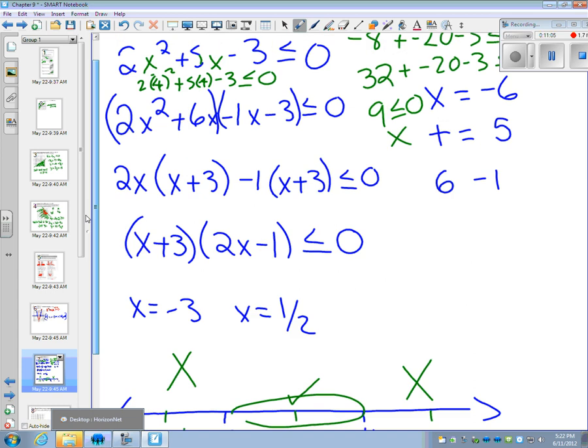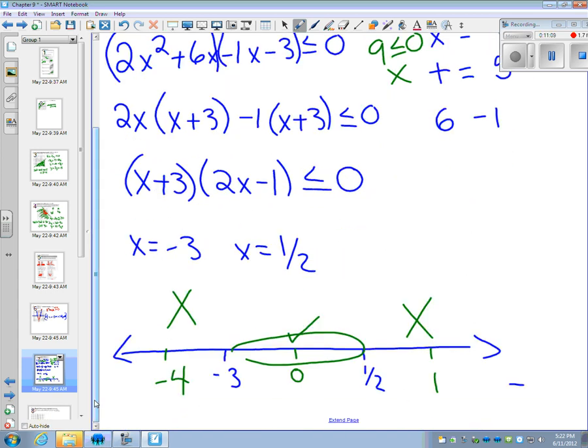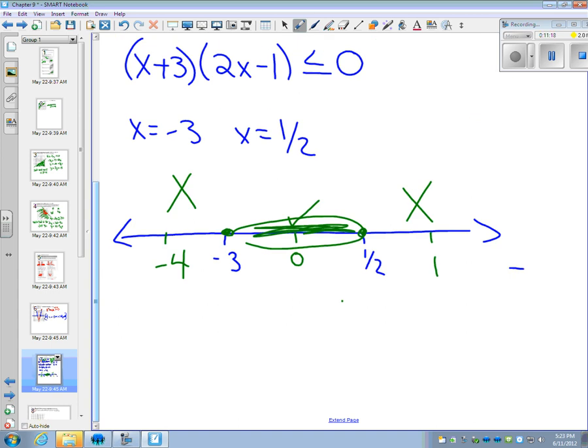Looking back, do I have equal to? I do have an equal to. So I'm talking about these points as well. So now I just need to describe this region shaded in here. That would be x is less than or equal to 1/2, because we had an equal to in the question, but it's greater than or equal to negative 3. So I usually start in the middle and work my way out.